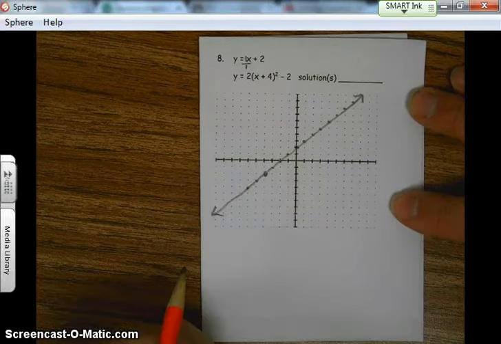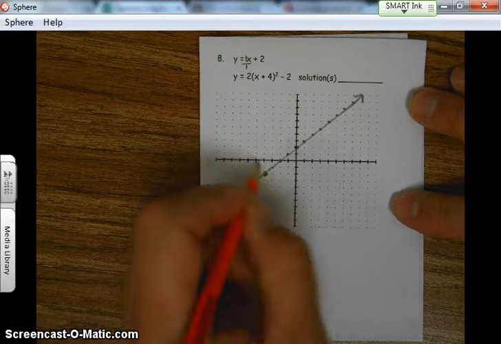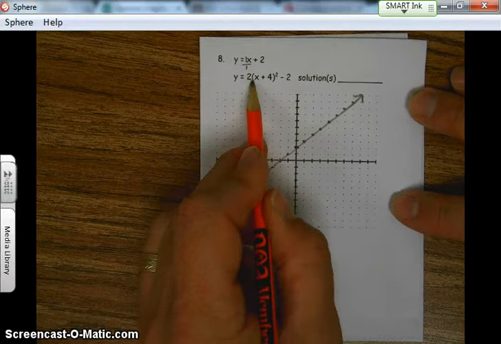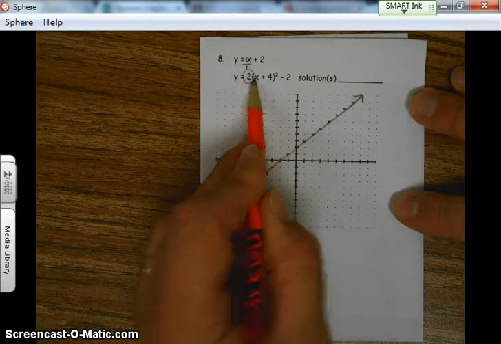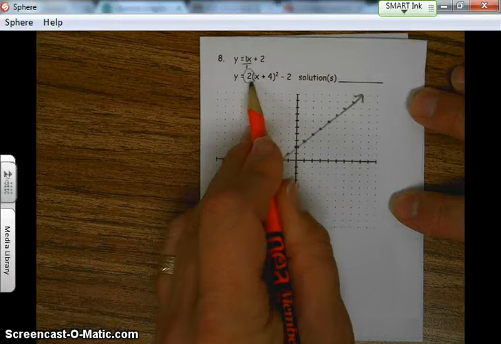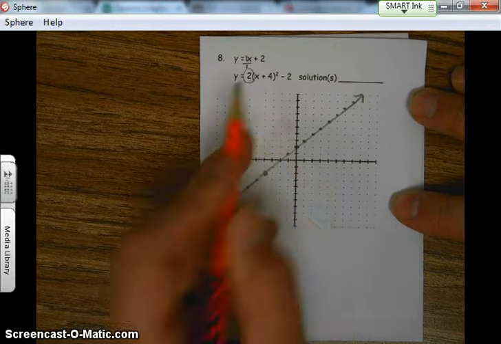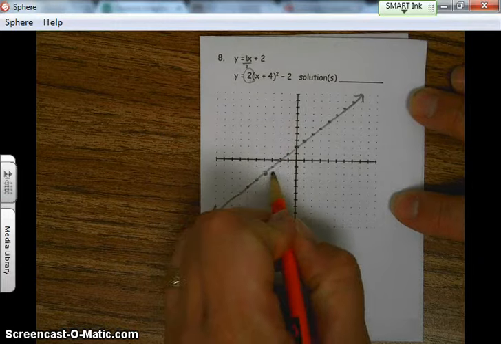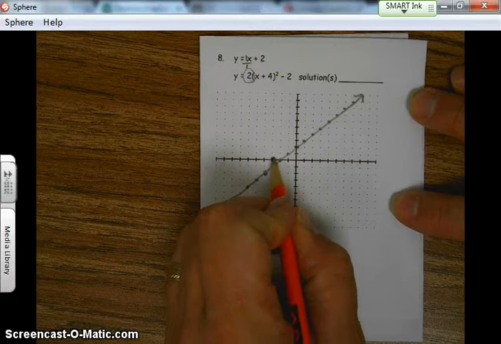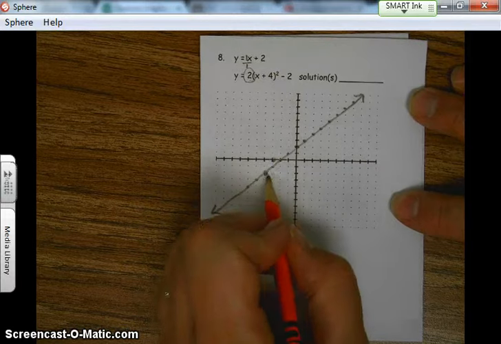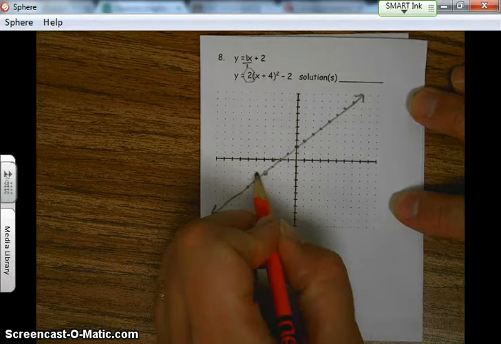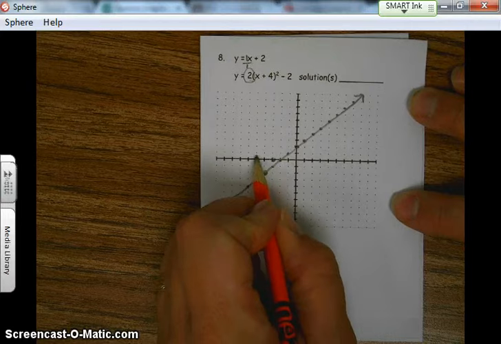So there's our vertex. And we also know that we have a vertical stretch of 2, and that this parabola is opening up because it's positive. So we go over 1 and up 2. And since it's symmetrical, we go over 1 the other direction and up 2.